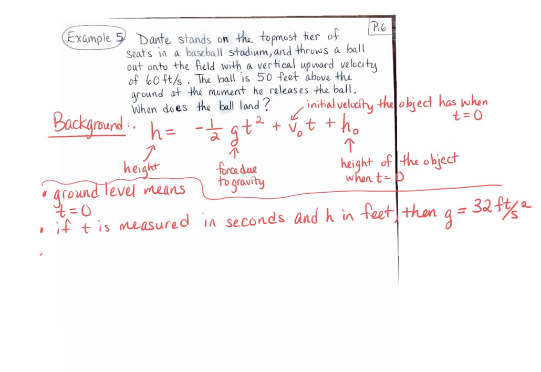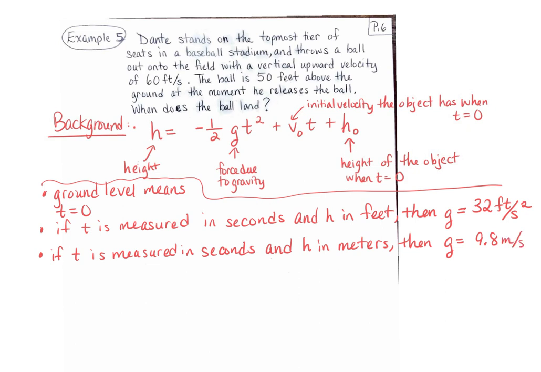Okay, another note: if t is measured in seconds and h is measured in meters, then g, which is our force due to gravity, will be 9.8 meters per second squared. Okay, cool. So what do we know?